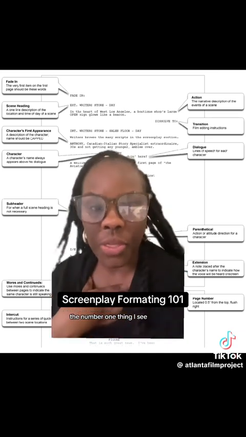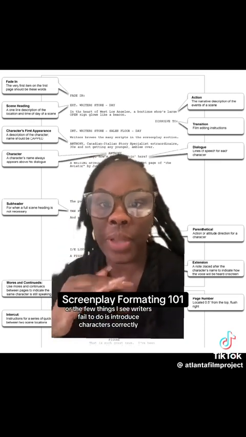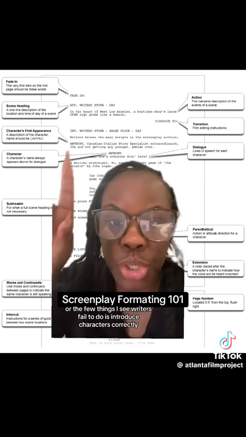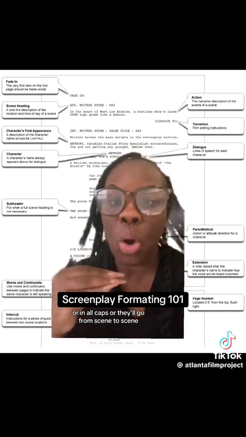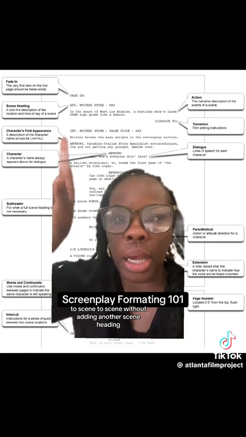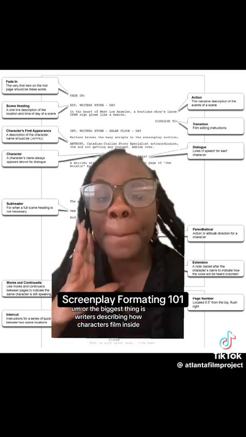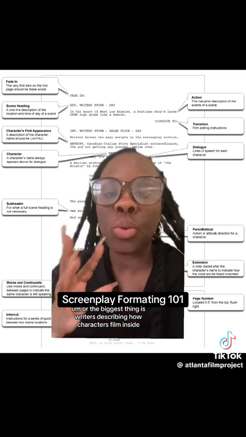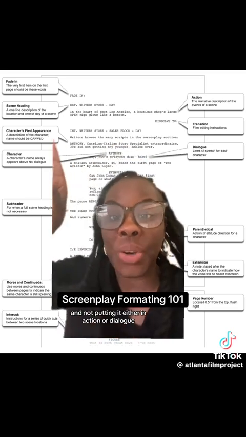The number one thing, or the few things that I see writers fail to do, is introduce characters correctly, not their age, their essence, or in all caps. Or they'll go from scene to scene to scene to scene without adding another scene heading. Or the biggest thing is writers describing how characters feel on the inside and not putting it either in action or dialogue.